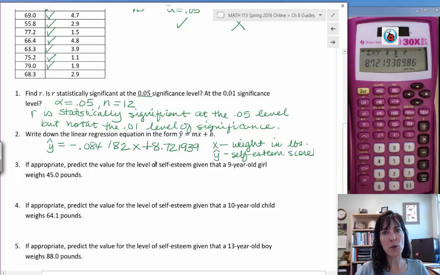So this is a complete description of the linear equation. Write it out, write what x stands for and what y hat stands for. If appropriate, predict the value for the level of self-esteem given that a 9-year-old girl weighs 45 pounds. Well, it says if appropriate, and that's trying to warn me that maybe I'm not going to be able to make a prediction, but let's check.